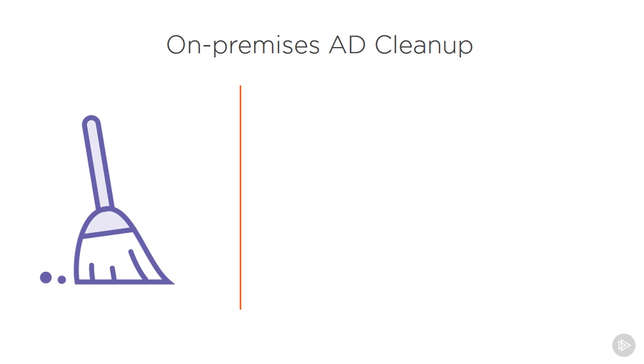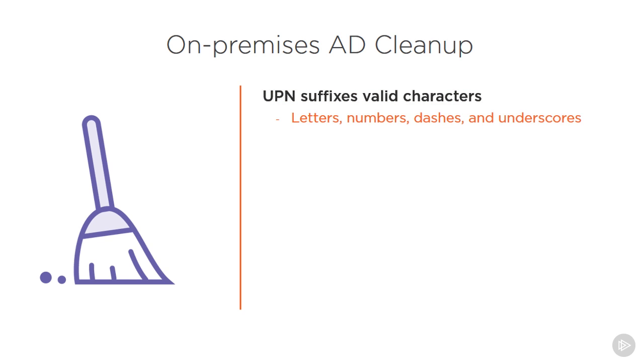Well, we've got some restrictions, or we have some requirements. The first one is the UPN suffixes. They have to have valid characters. Those valid characters include letters, numbers, dashes, and underscores. So no apostrophes, no dollar signs, no ampersands, nothing like that. So we have to make sure the UPN suffixes only contain these types of characters.